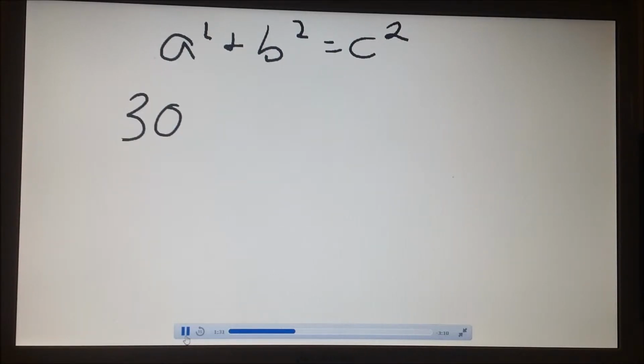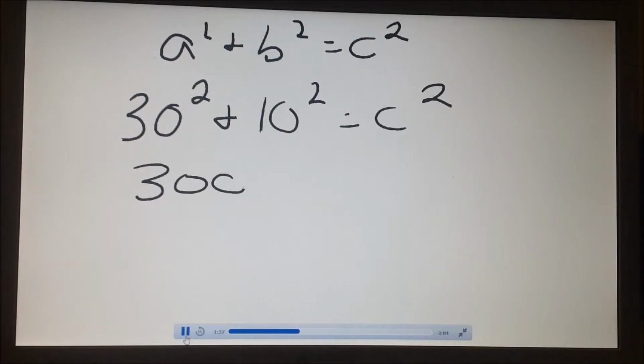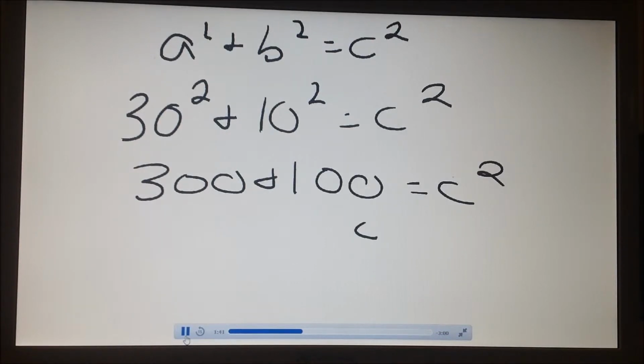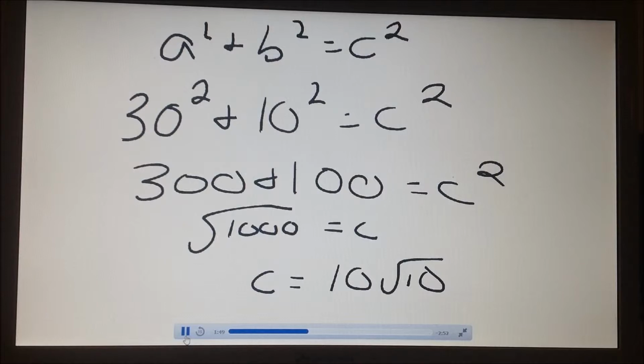First, we need to find out what C is. We're going to use the Pythagorean theorem. A squared plus B squared equals C squared. We know that A is 30, so 30 squared plus 10 squared equals C squared. So, C equals the square root of 1,000. So, C equals 10 square roots of 10.